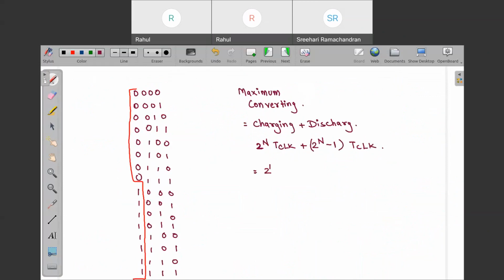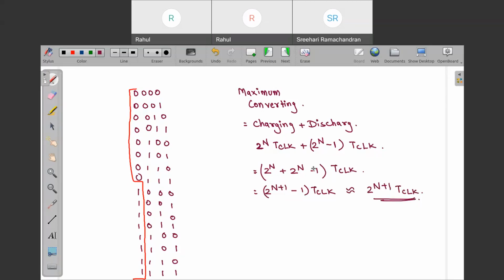So if you solve this, this will be 2 to the power n plus 2 to the power n minus 1 TCLK. So this will be equal to 2 to the power n plus 1 minus 1 TCLK, or approximately in examination you can even write 2 to the power n plus 1 TCLK. So this much time is the maximum conversion time of this ADC. Okay, did you understand? Yes, sir.